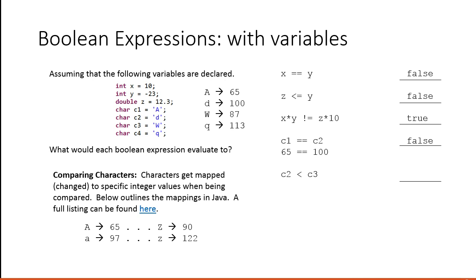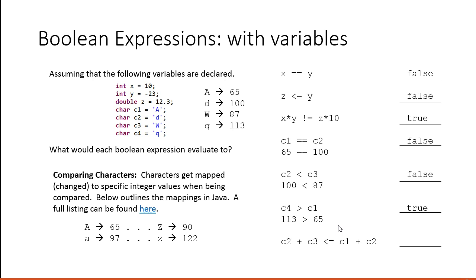Is C2 less than C3? So this is a little bit of a not as conventional way of comparing characters, but it is useful for some things. We want to understand that Java simply maps those integer values and does a comparison. So if C2 is 100 and C3 is 87, that's like saying is 100 less than 87, and that's false. C4 greater than C1? Again, C4 maps to 113, C1 maps to 65, and that is true.